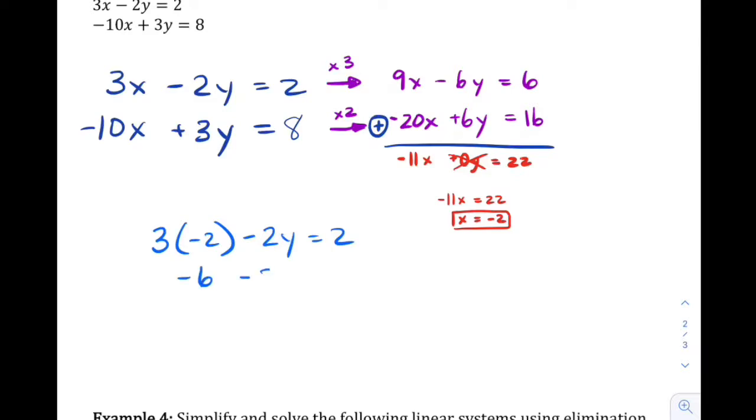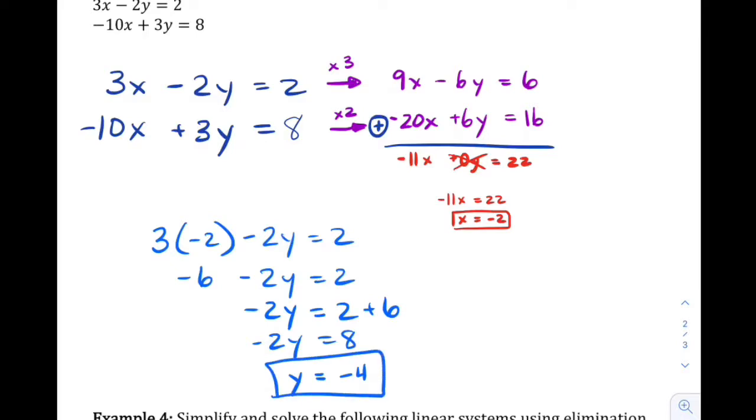Negative 6, take away 2y is equal to 2. 6 is going to go over to the other side. We're going to have 2 plus 6 because that's to change signs. Negative 2y is equal to 8. And when I divide both sides by negative 2, we're going to get y is equal to negative 4. We've solved our system. X is negative 2, y is equal to negative 4.